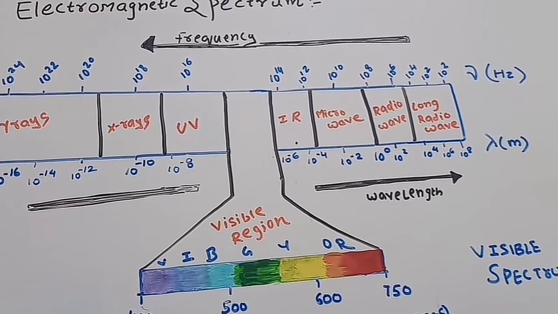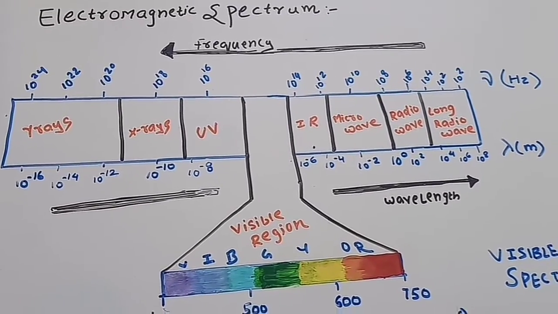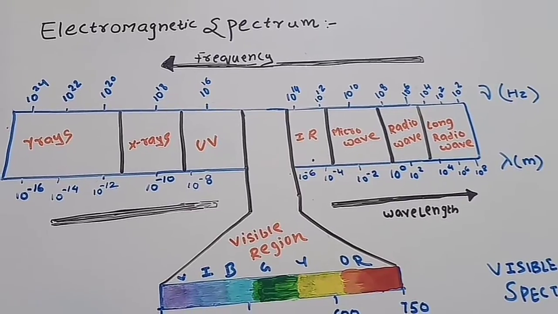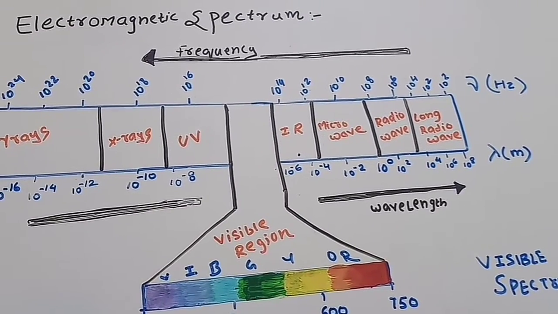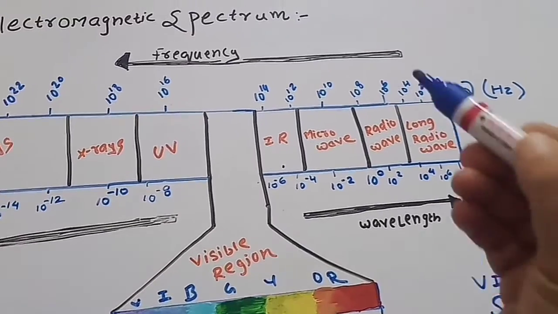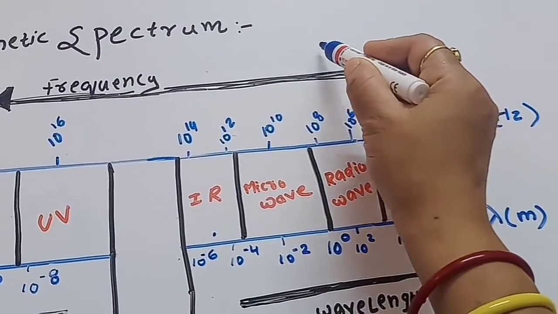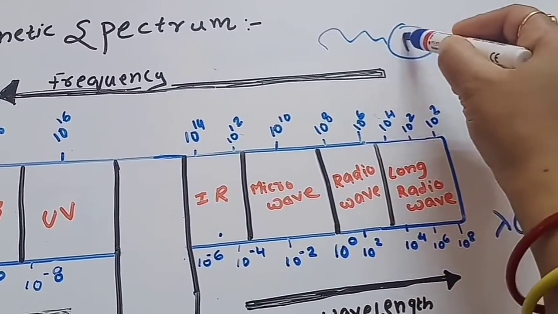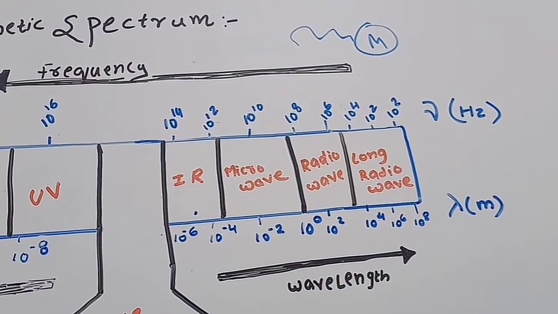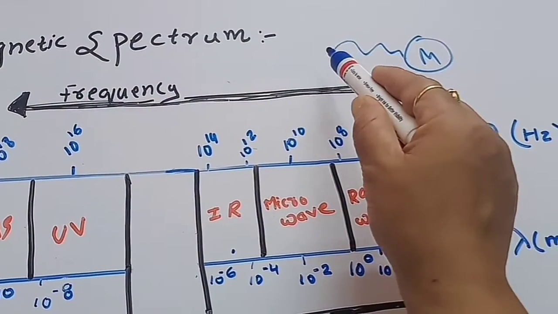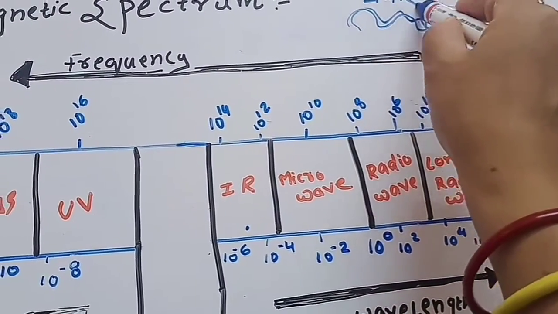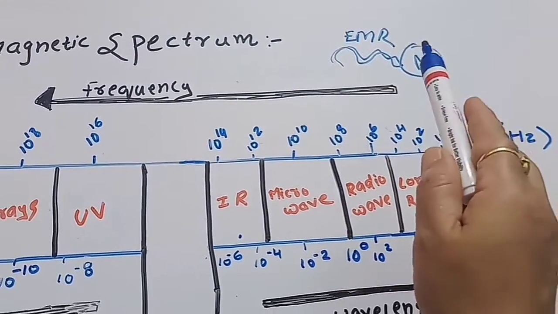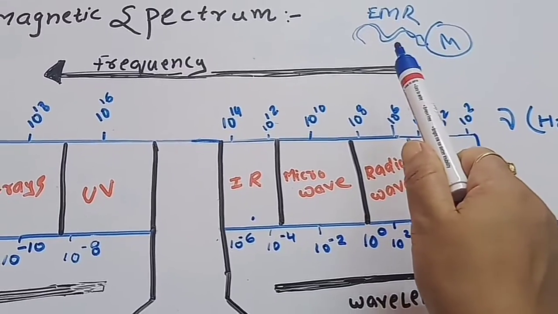For any type of spectroscopy, we should know about electromagnetic radiations and what the electromagnetic spectrum is. So we said at the starting, what is the definition of spectroscopy? It is the interaction of any electromagnetic radiation with matter. So matter can be an atom, ion or a molecule. Now we are talking about electromagnetic radiations. What were electromagnetic radiations? They are high energy radiations which travel in space with the velocity of light.